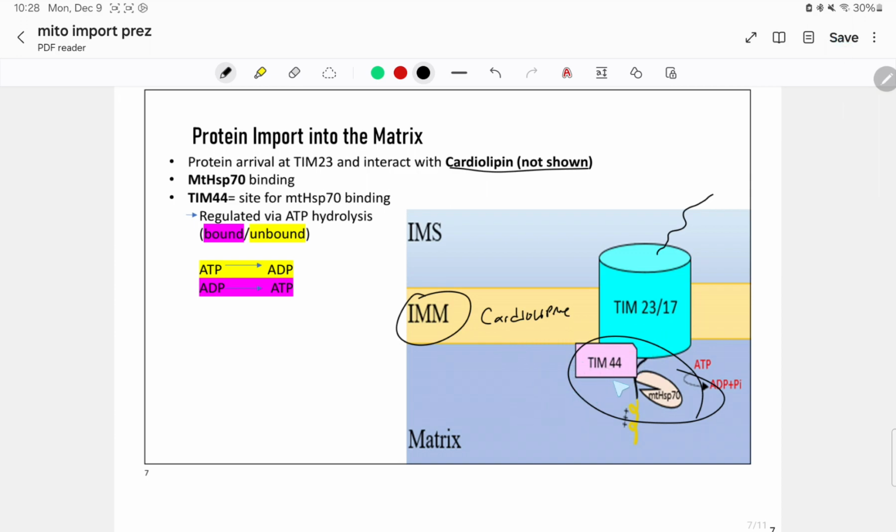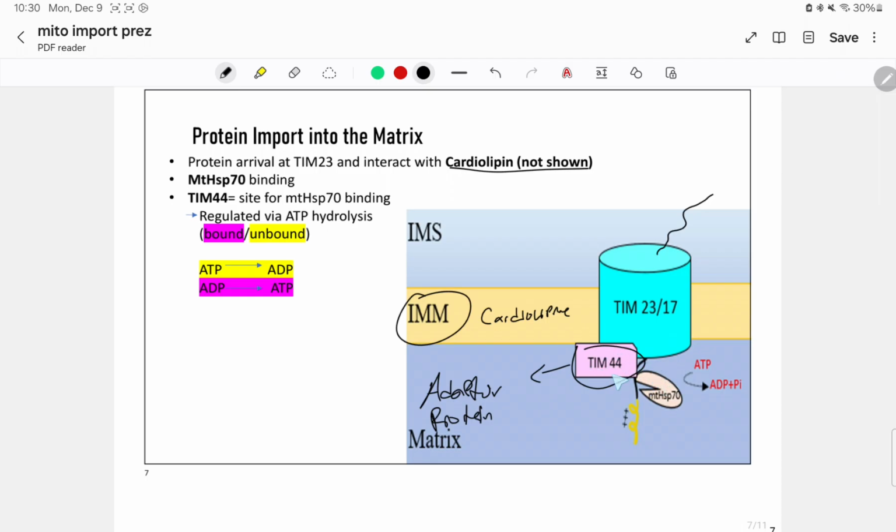Now, there's going to be some other things here, such as this protein here called TIM44. TIM44 is known as an adapter protein, okay? And all an adapter protein does is help recruit other proteins towards itself, okay? What is the protein that it's going to recruit? It's going to recruit this guy called mitochondrial HSP70, okay? HSP stands for heat shock protein, okay? So this mitochondrial heat shock protein 70 will be recruited by this adapter protein TIM44 as this precursor protein is arriving, okay?